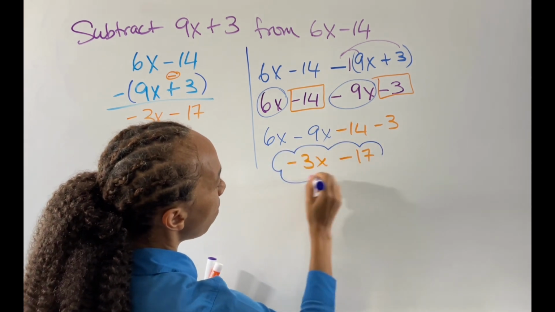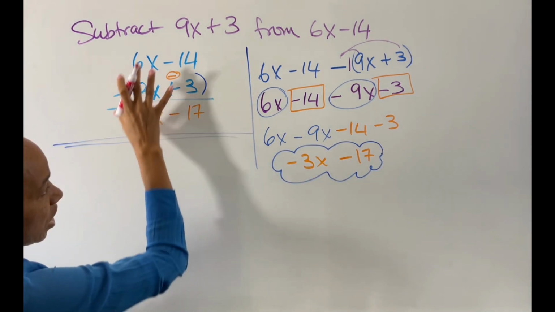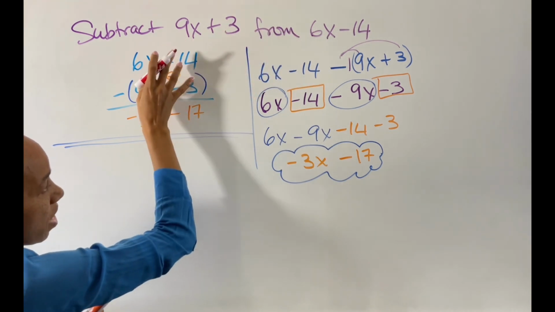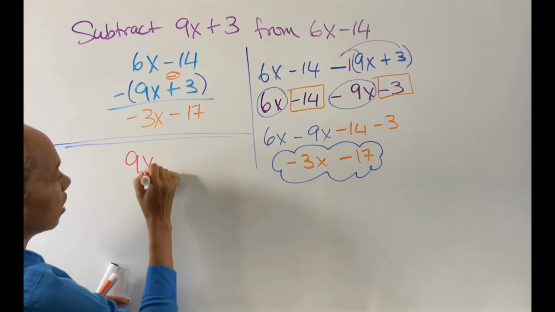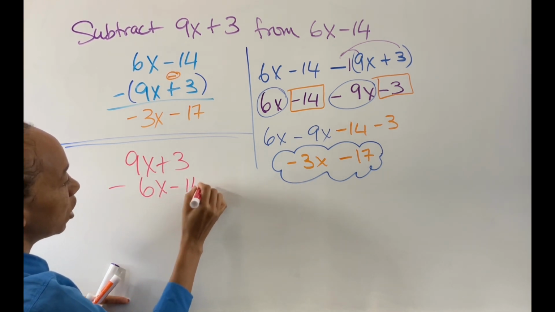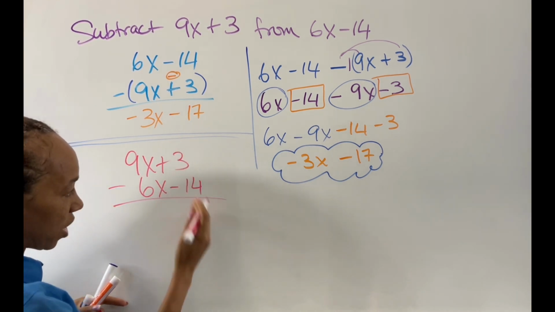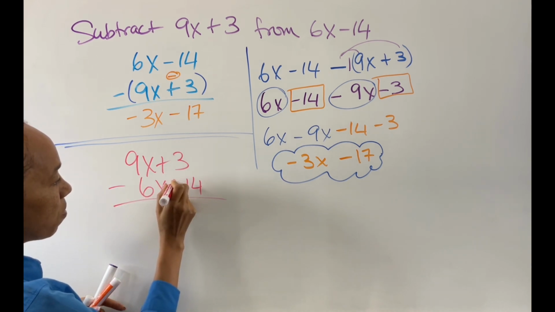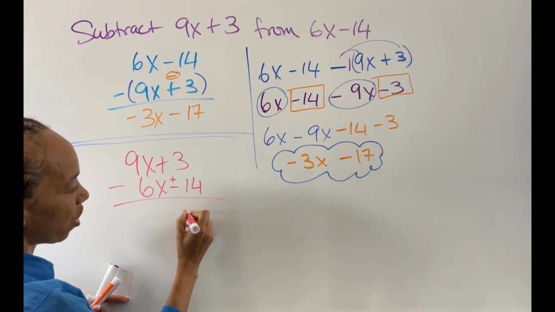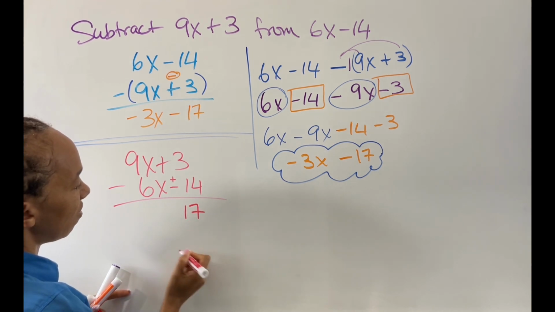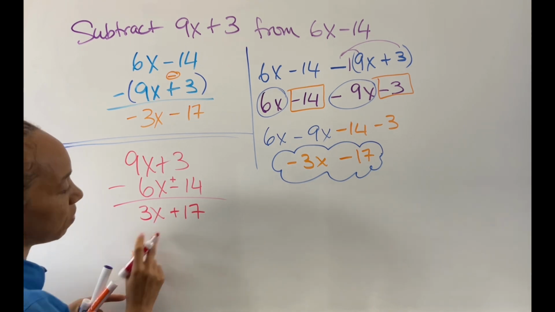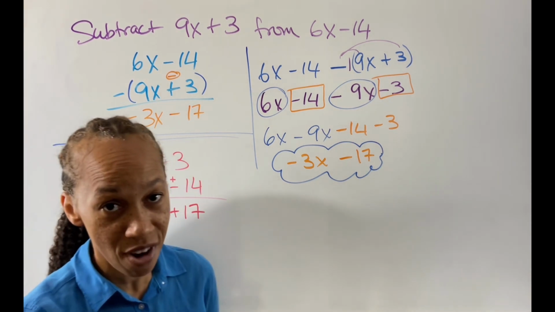Put a cloud or box your answer. Say for instance you didn't use the from first, and you write your problem and you did your 9x plus 3, subtract 6x minus 14. A lot of you students are going to get this wrong. First and foremost, you'd have to change your sign here to plus if you did that. But now you're going to end up with positive 17 here, and this is going to be simply 3x plus 17. And that would be incorrect.